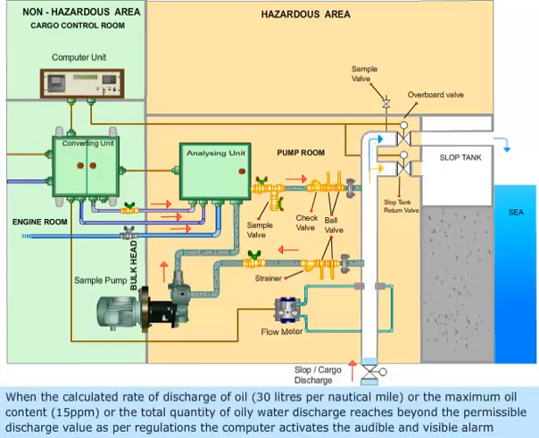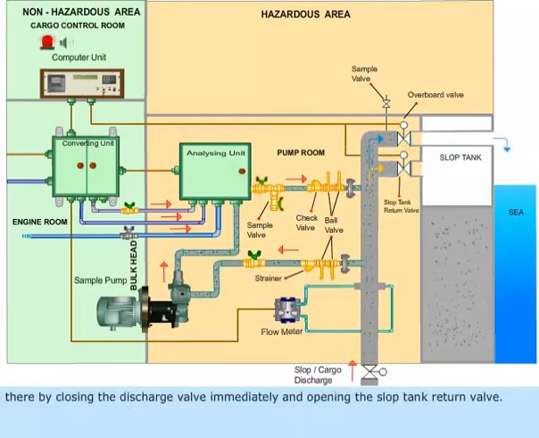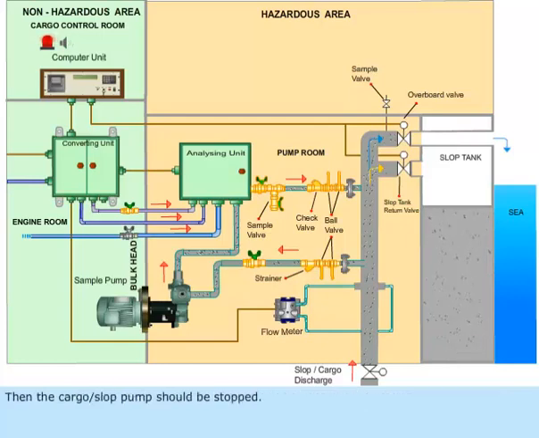When the calculated rate of discharge of oil, 30 liters per nautical mile, or maximum oil content, 15 ppm, or the total quantity of oily water discharge reaches beyond the permissible discharge value as per regulations, the computer activates the audible and visible alarm, thereby closing the discharge valve immediately and opening the slop tank return valve. Then, the cargo or slop pump should be stopped.